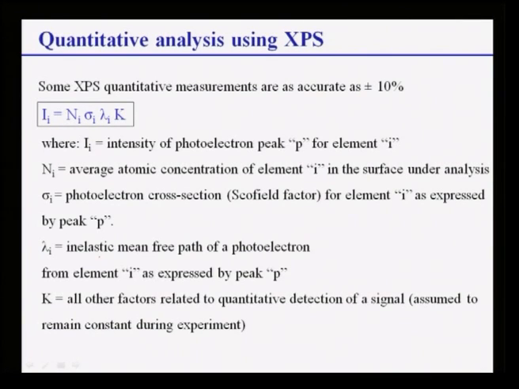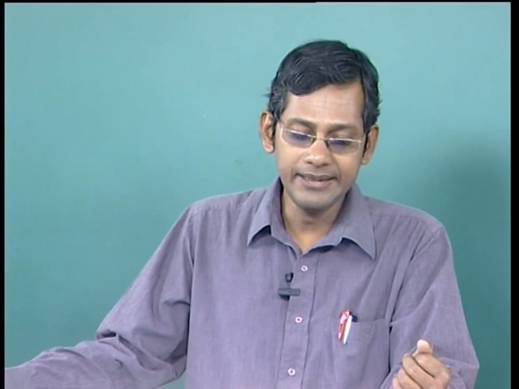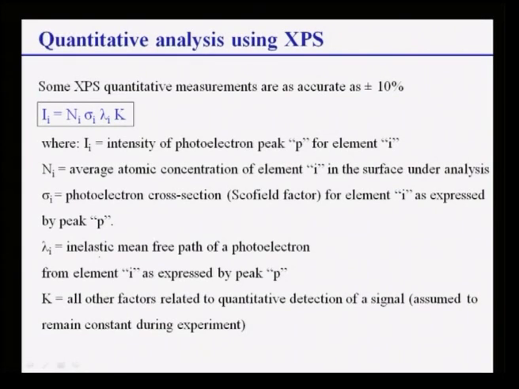Now in an XPS instrument, measurements are accurate to the level of plus minus 10%. It is not very accurate, the error is approximately 10%. The intensity coming out of the sample surface is a function of Ni, sigma i, lambda i, k. What is Ni? Ni is the average atomic concentration of element i in the surface under analysis. That is what you actually want to measure.